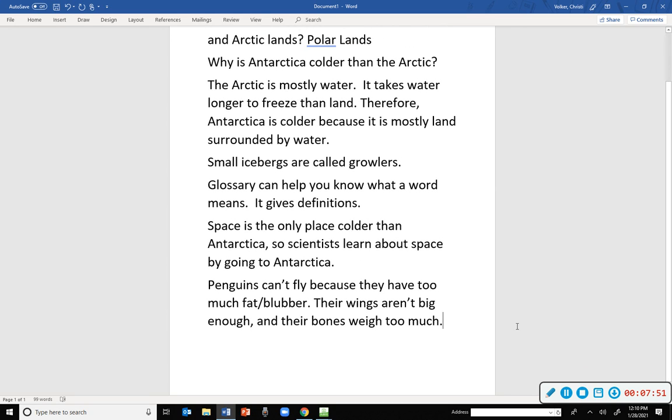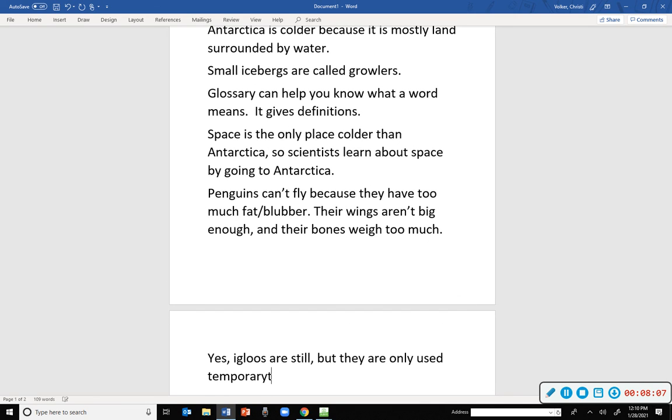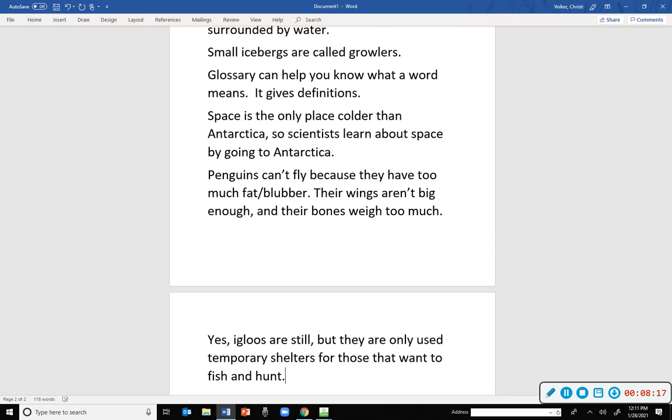Are igloos still built in the Arctic? Yes, igloos are still built, but why? What are they used for? Temporary shelter. Good, only used for temporary shelters for those that want to fish and hunt. Okay.